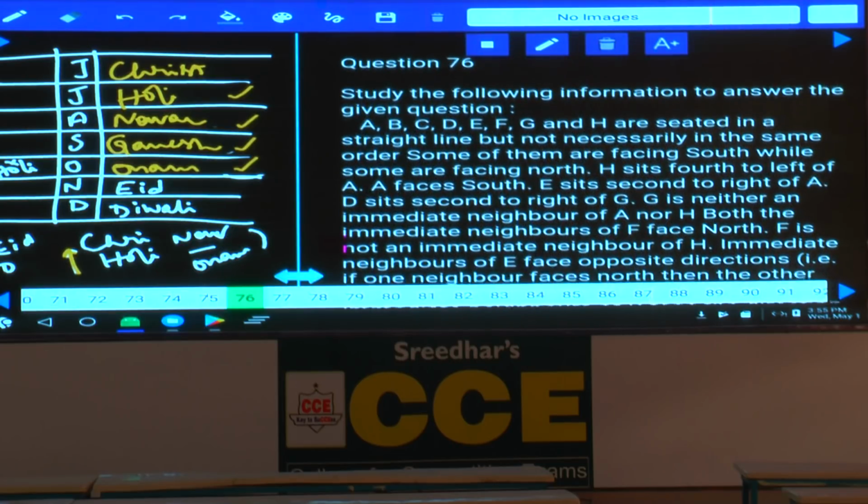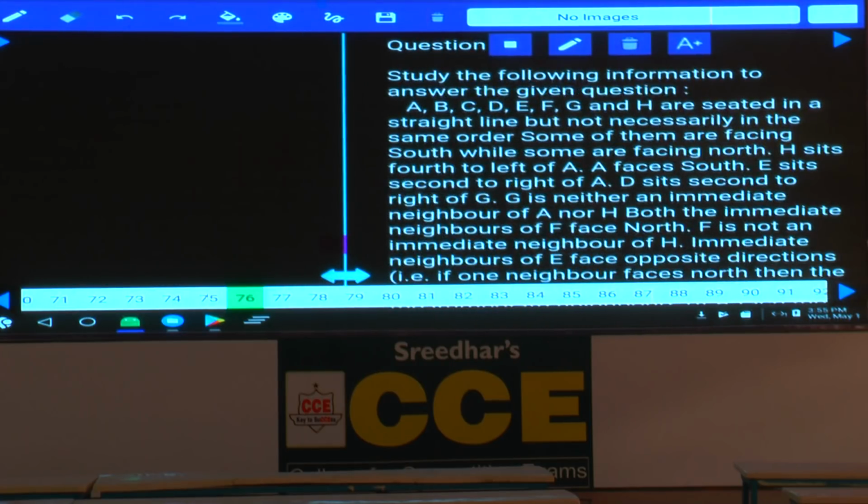Next is 76 to 80. Now this again comes under a puzzle which is based on seating arrangement. How many persons are there? 8 persons are seated in a straight line but not necessarily in the same order. Some of them are facing south while some of them are facing north, isn't it? Then now 8 persons, some of them are north and some of them are south is given. Now 1, 2, 3, 4, 5, 6, 7, 8.